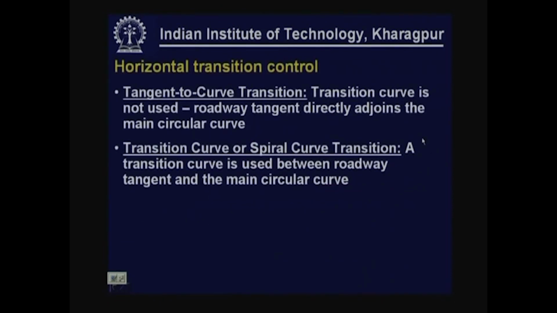Now, horizontal transition control basically can be done broadly in two different ways: using a transition curve and without using a transition curve. There are two possible ways. Anyhow, there is a tangent and also a circular curve.